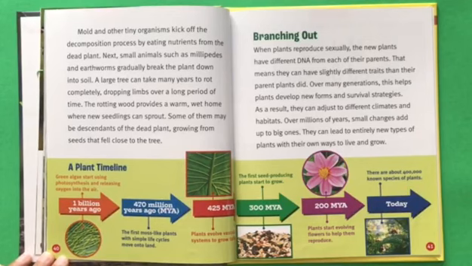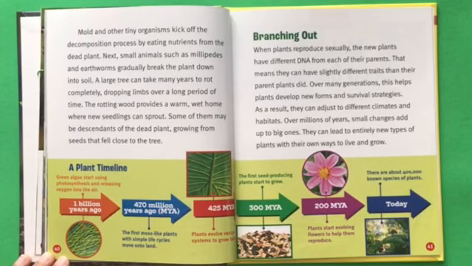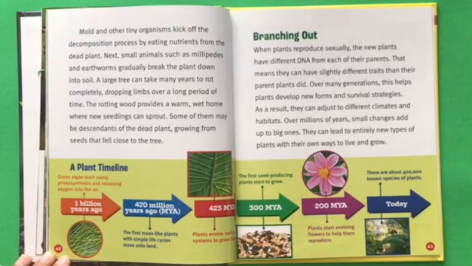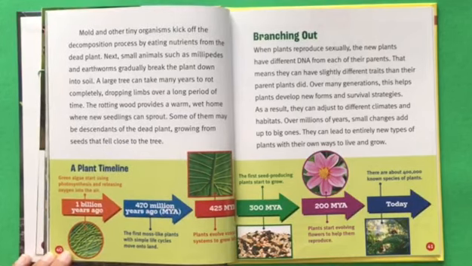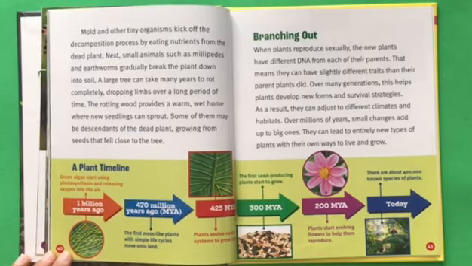Next, small animals such as millipedes and earthworms gradually break the plant down into soil. A large tree can take many years to rot completely, dropping limbs over a long period of time. The rotting wood provides a warm, wet home where new seedlings can sprout. Some of them may be descendants of the dead plant, growing from seeds that fell close to the tree.